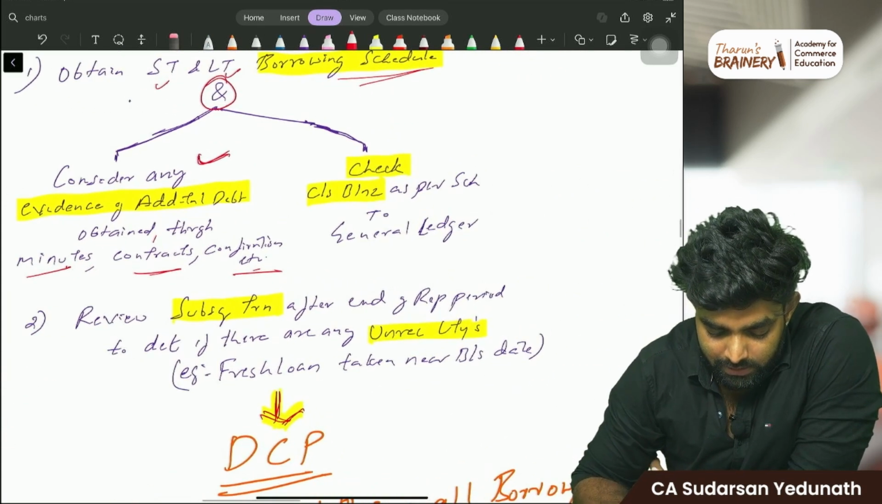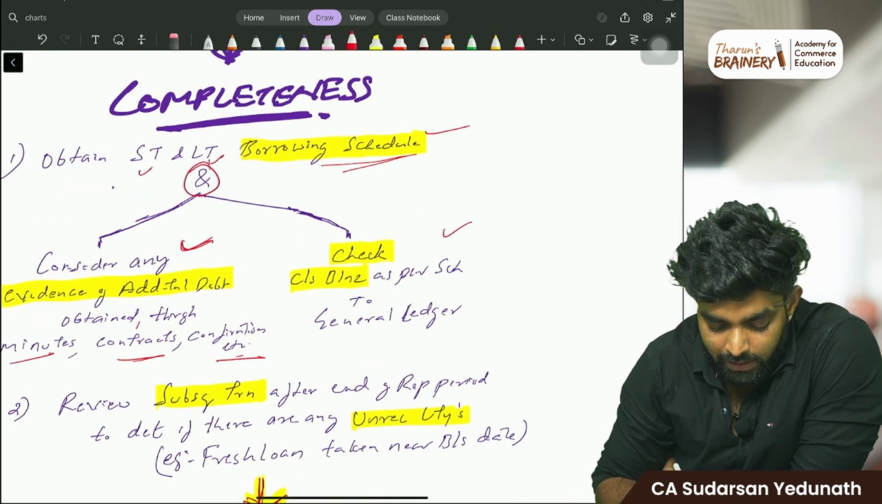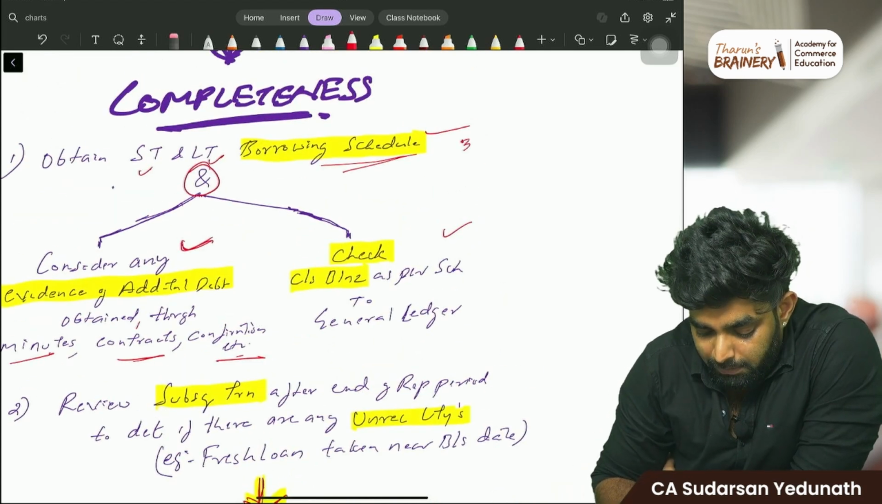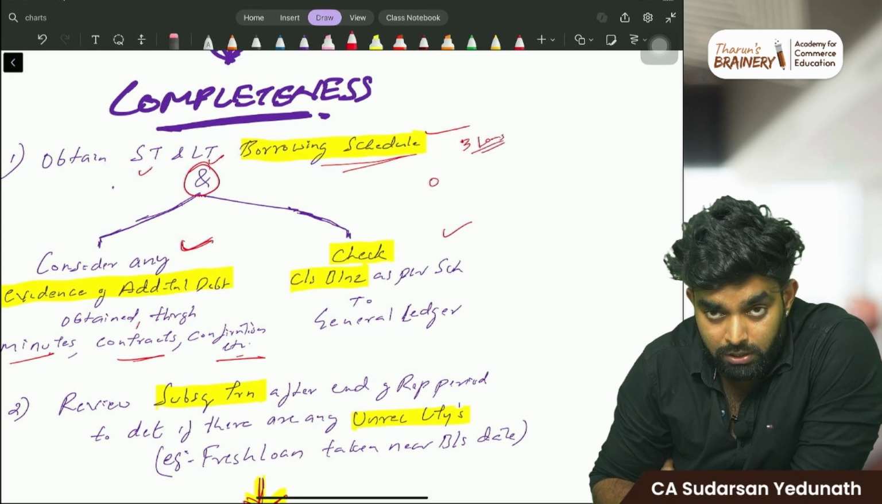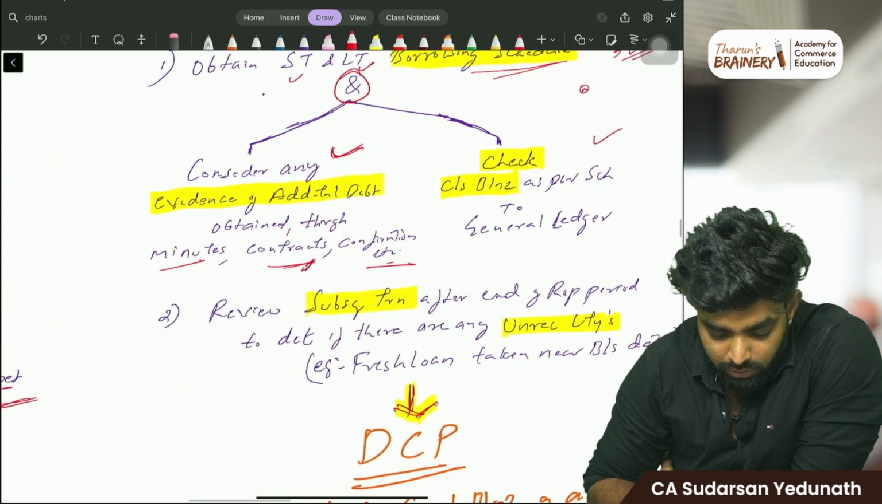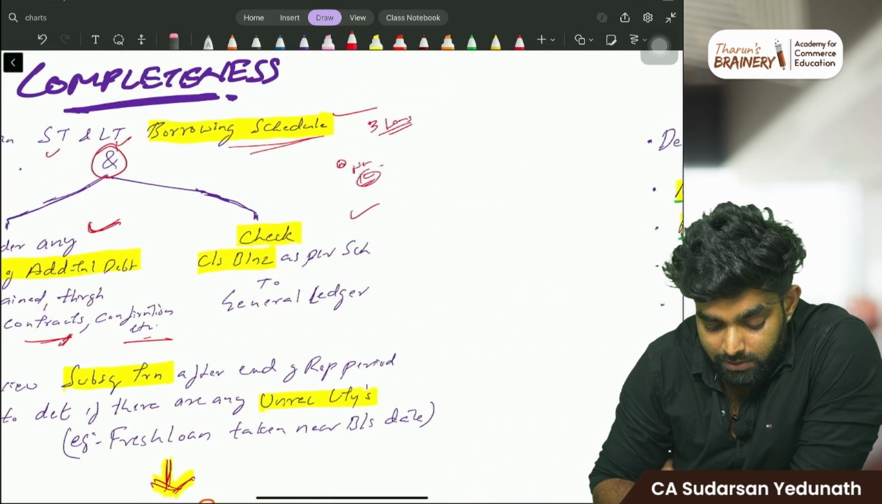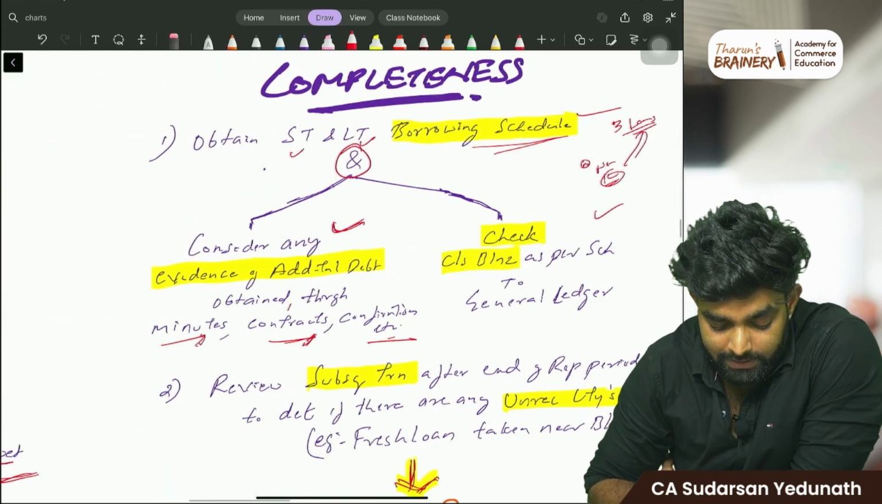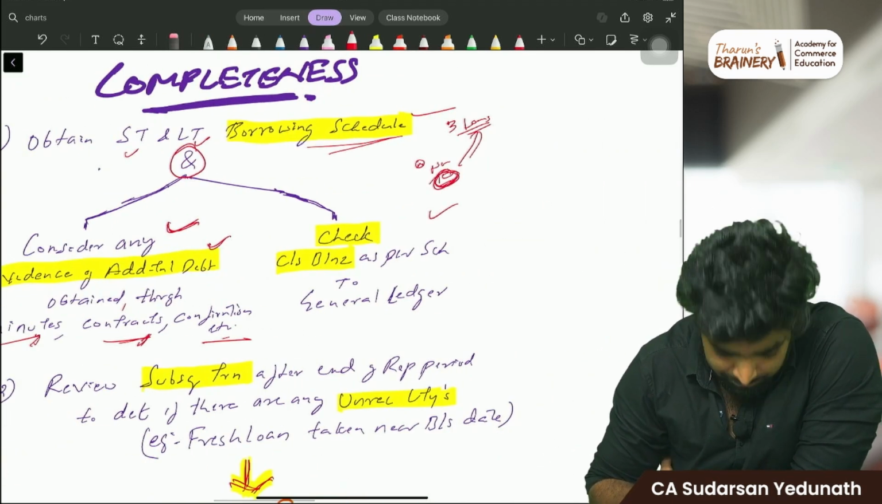When you obtain the borrowing schedule, only 3 loans are there. But when you are going through the minutes or contracts, you identify another small new loan taken by the company, 1 lakh, which has not been included. So that is what we consider evidence of additional debt. You got this evidence from minutes, right?